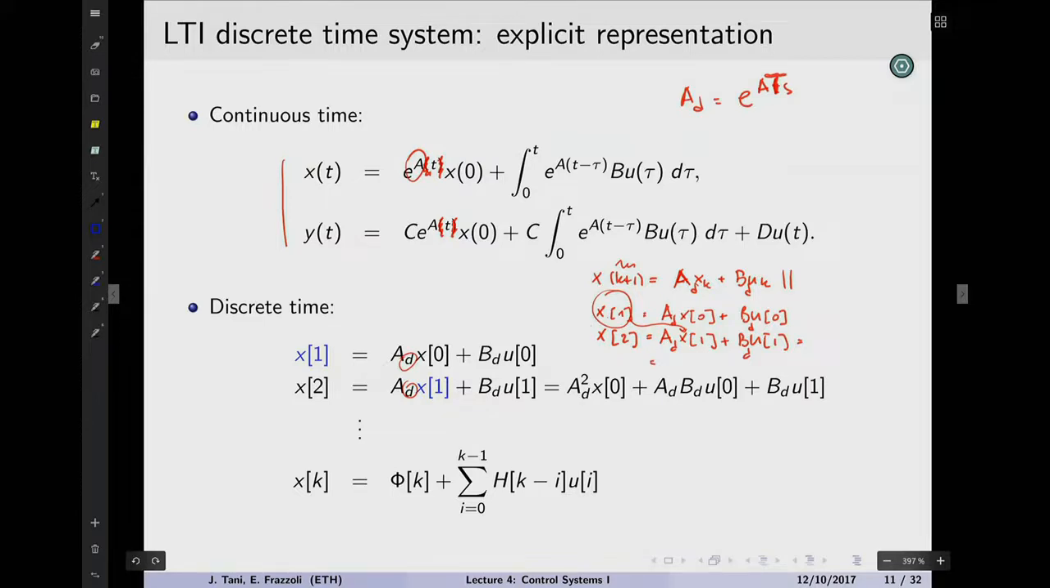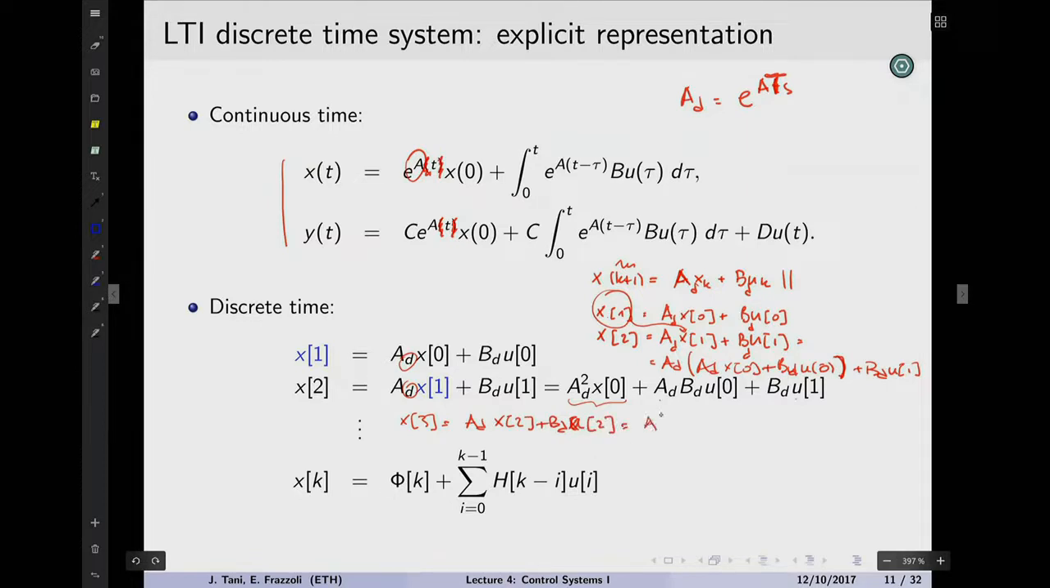So we can plug in x of 1 in here, and what do we get? We get A_D times x of 1, which is A_D x of 0 plus B_D u of 0, plus B_D u of 1. So what do we get here? We can rewrite it as A_D squared x of 0 plus these terms here. Now what if we do it for x of 3? Well, it's the same thing as above. It's A_D times x of 2 plus B_D u of 2, sorry.